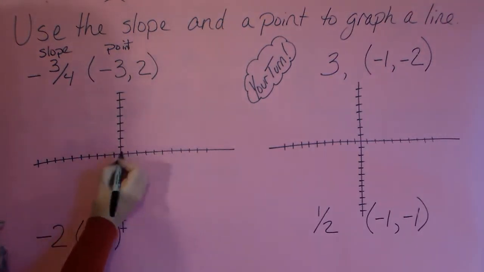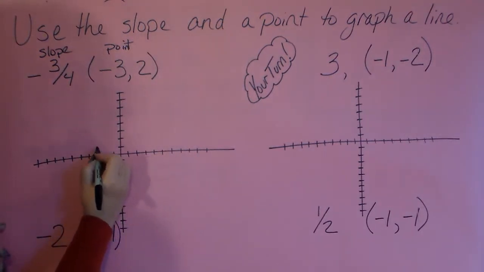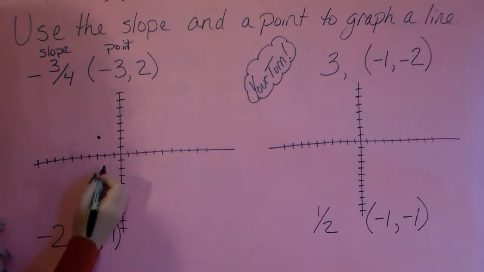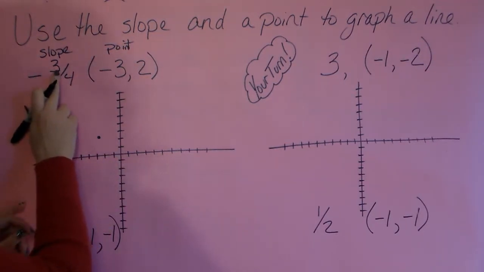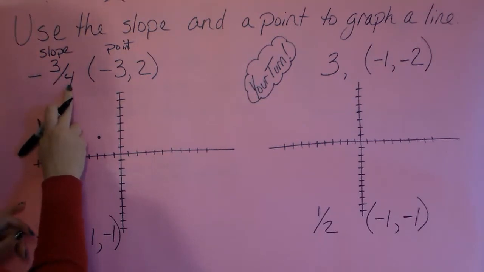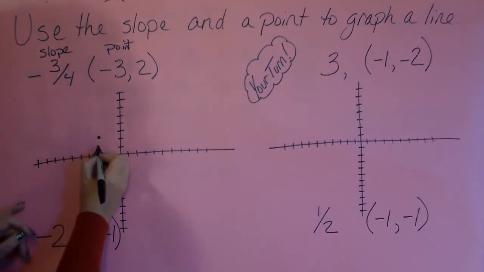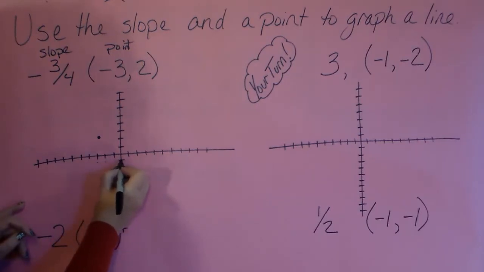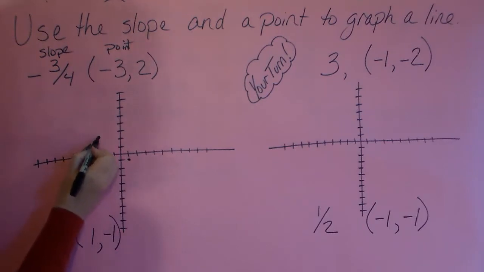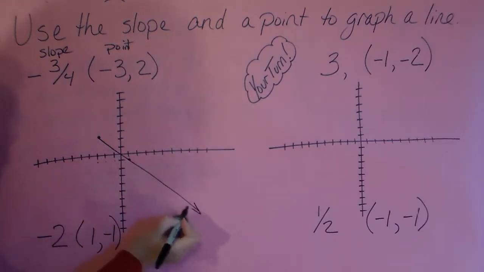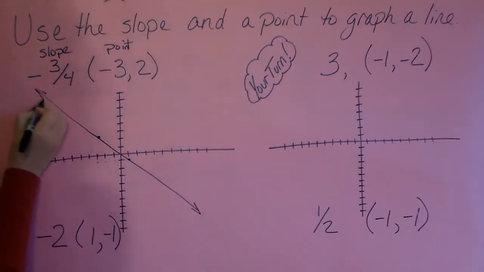So we're going to start at our point, -3 and up 2. We're going to start there, and we're going to have our slope. Now, our slope says we're going to go down 3 and over 4. So we're going to go down 3 and over 4. And there is our next point on our line. And we can draw our line this way.